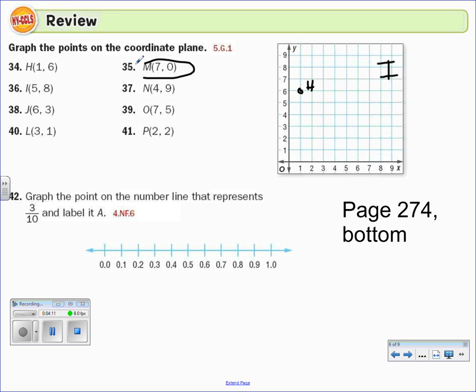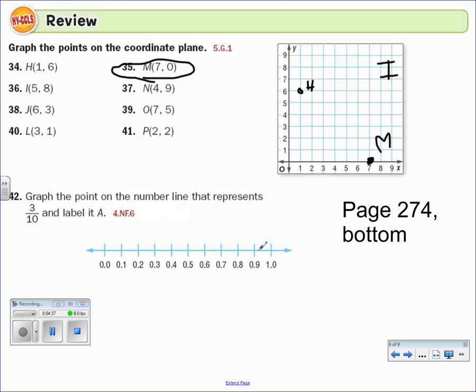These are hard, the ones with the 0, because that means it's on either x or on y. This one, y is 0, so it's there. That means it's on the x-axis. Again, I go over 7. Now I'm not going up, I'm not going down. I'm staying right there on the x. So that's not in a quadrant, it's on an axis. Just be careful with the ones with the zeros in them.